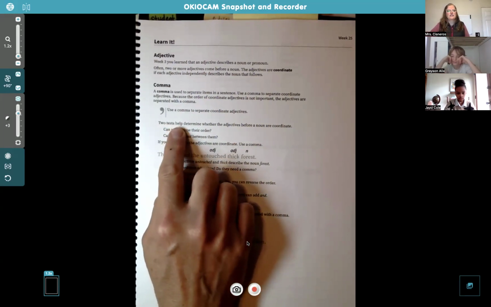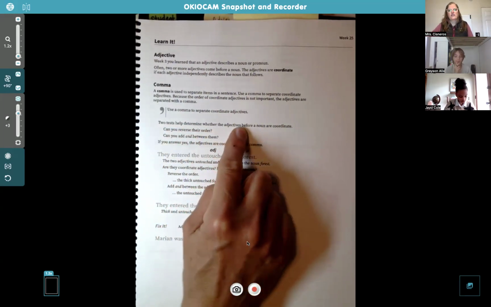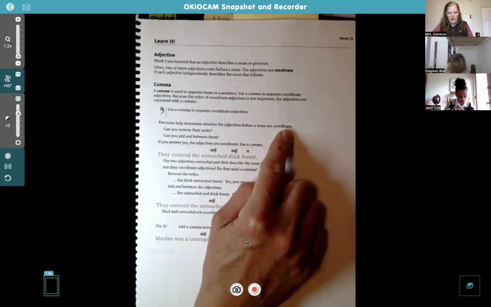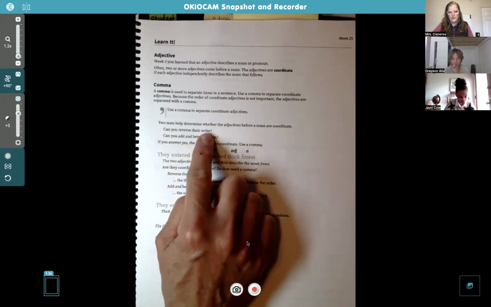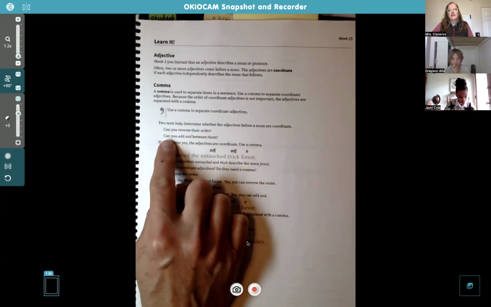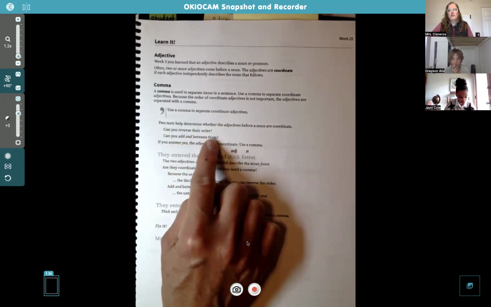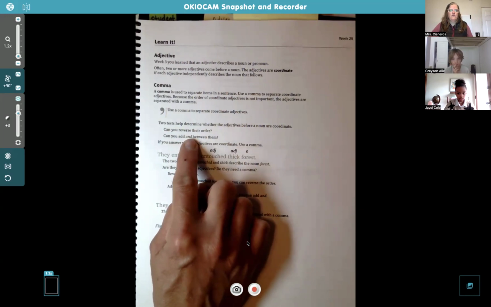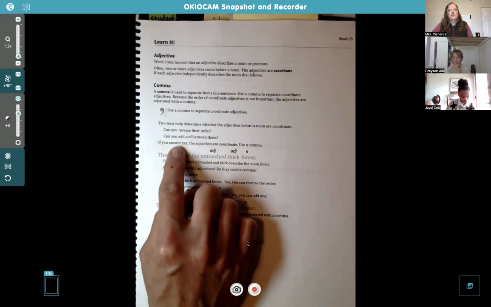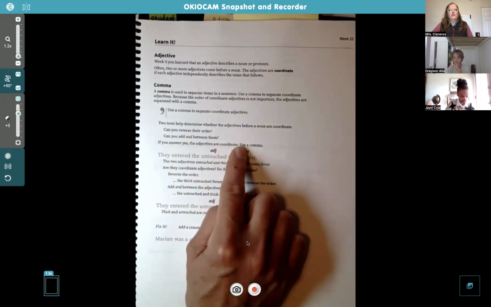It says 2 tests help determine whether the adjectives before a noun are coordinate. Can you reverse their order? That's one test. Second test is, can you add and between them? So you're going to try that. Can you reverse them? And can you add and between them? If you can, that means they're coordinate adjectives, and you need a comma. So if you answer yes, the adjectives are coordinate, use a comma.